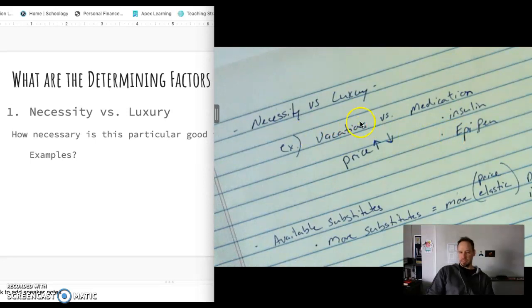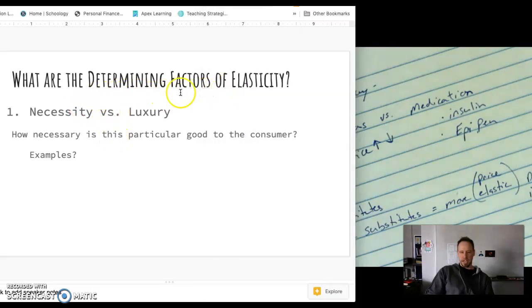Vacations might be a little different. If we see a large price decrease on a vacation, it's more likely to encourage consumers to say, "Oh, okay, well, let's go on the vacation. Now's an opportunity to go and do that." So necessity versus luxury is the first determining factor, and this is going to be subjective. It's different for everybody. What's a necessity for some might be a luxury to others, and vice versa.